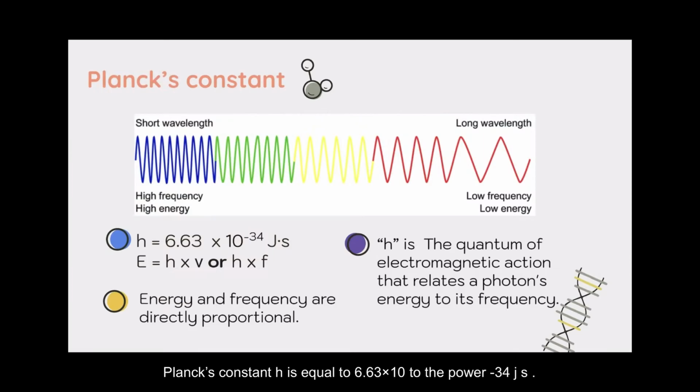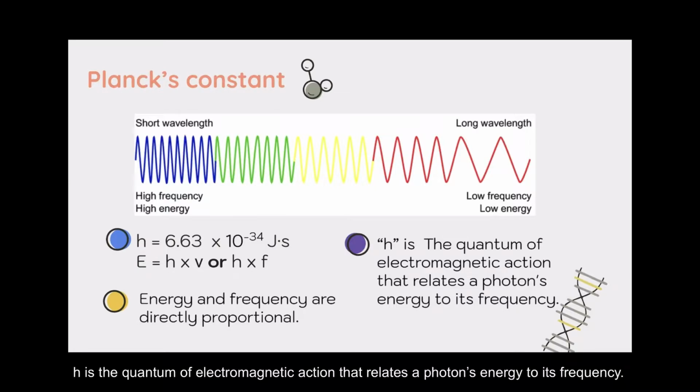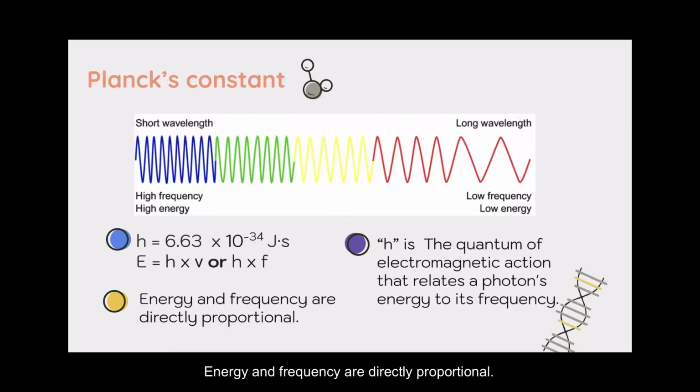Planck's constant h is equal to 6.63 times 10 to the power negative 34 joule seconds. E, which is the energy, is equal to h times nu, or h times f. h is the quantum of electromagnetic action that relates a photon's energy to its frequency. Energy and frequency are directly proportional.